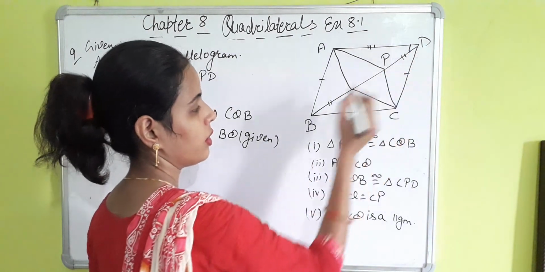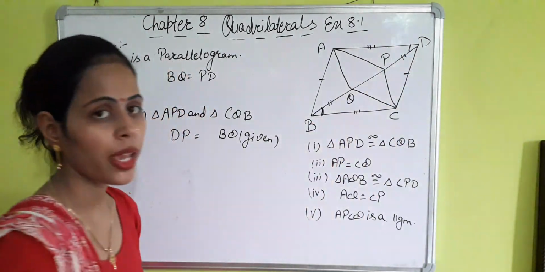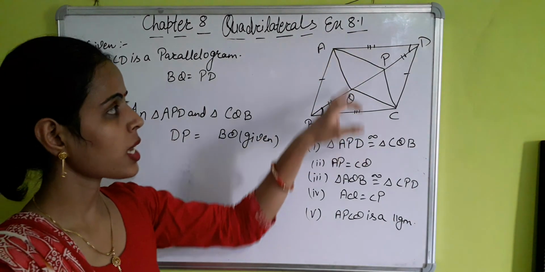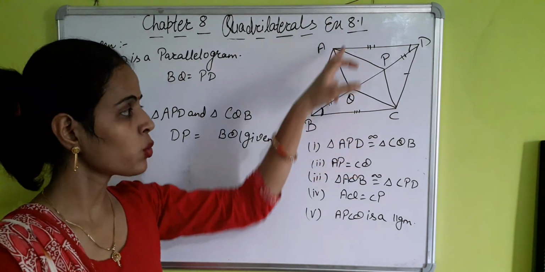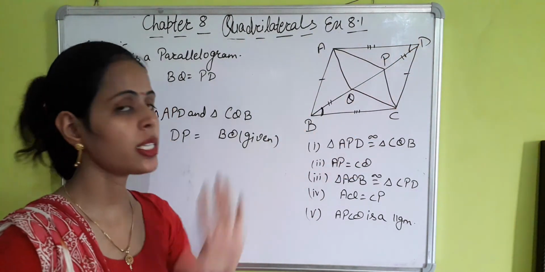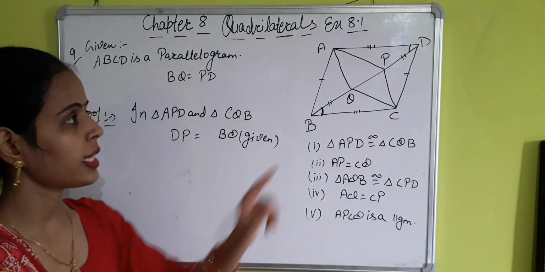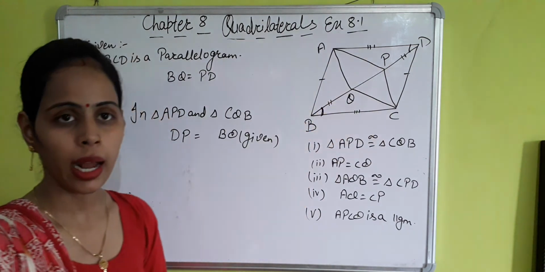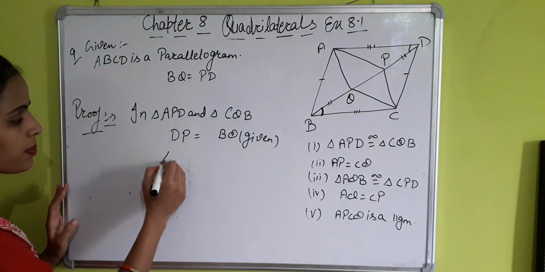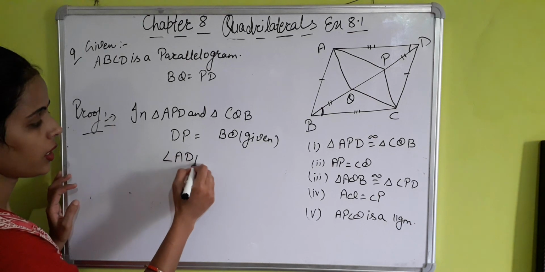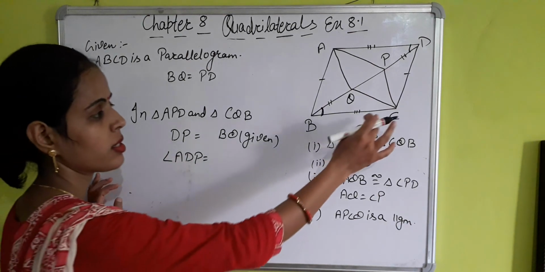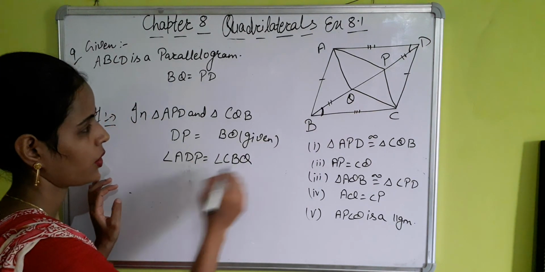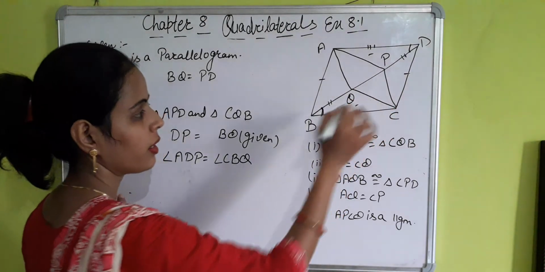This angle equals this angle. Why? Because ABCD is a parallelogram. In a parallelogram, opposite sides are equal and parallel. If these two sides are parallel and side BD is a transversal line, then we can say that angle ADP equals angle CBQ. Alternate angles. Angle ADP equals angle CBQ, alternate angles.